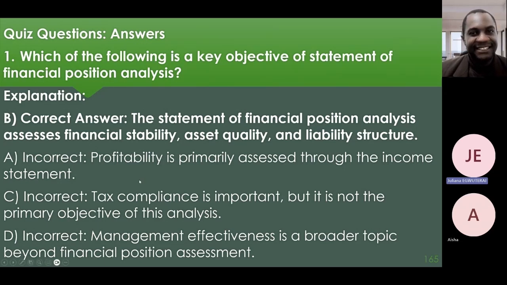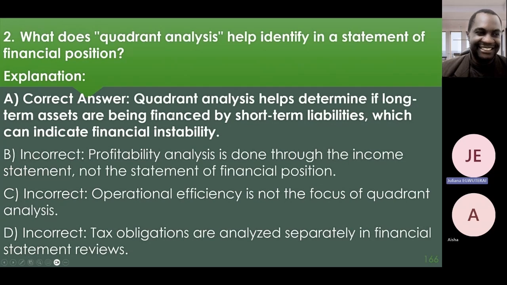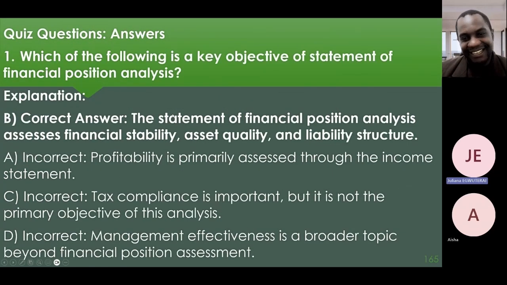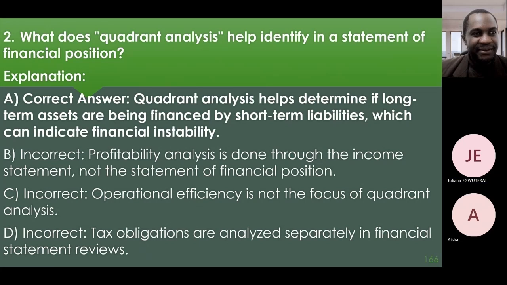It says which of the following is a key objective of statement of financial position? I know the answer now. That is the answer. You didn't even think about it. It's okay. All right. Number 2 is not B. What does quadrant analysis help identify? All right, so let's read it now for Aisha. Quadrant analysis helps determine if long-term assets are financed by short-term liabilities, which can indicate financial stability.